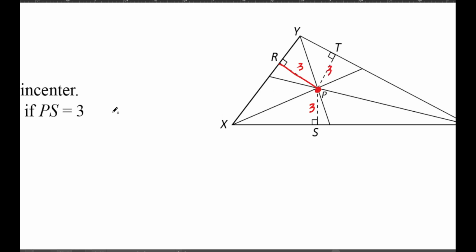All right, so when it's the in-center, this distance is the same distance to the sides of the triangle. So these little perpendicular lines right here, they're all equal to each other. You just got to remember that about the in-center. It's going to look just like this on the quiz, except I probably won't make PS 3. I'll make it another number.